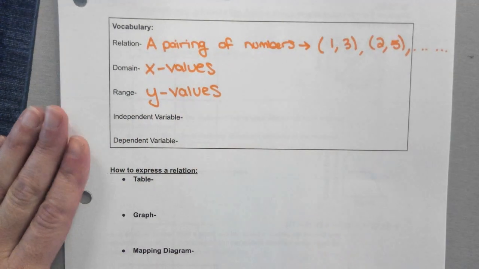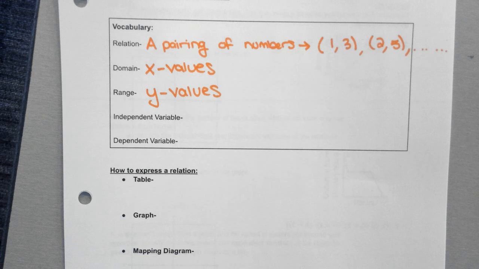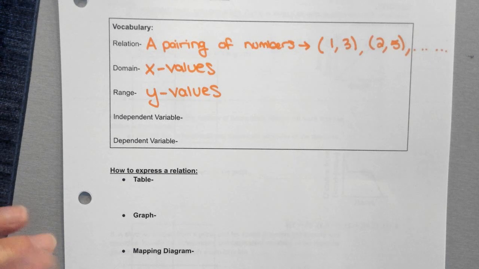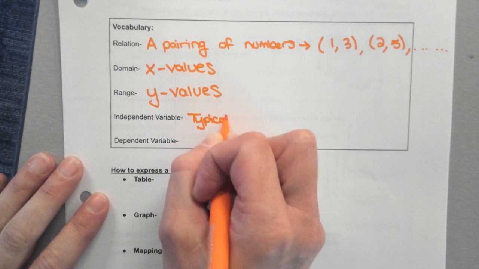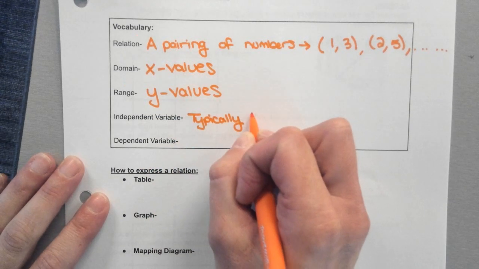And how I've always remembered the difference, and maybe you've heard this before, is that Y values go up and down, so you think of it like a mountain range, like thinking of it up and down. Okay? If that helps, go for it. Independent variable. So typically it's going to be X. Not always, but typically it's going to be X.